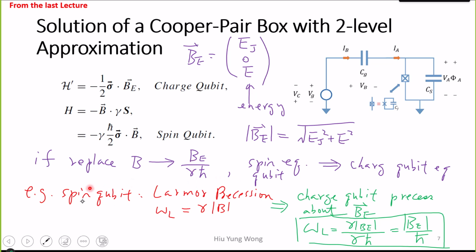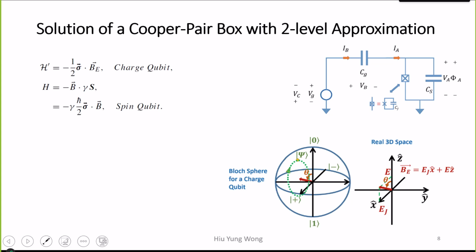You will get the same thing, right? So for example, I showed that in the spin qubit, the Larmor precession, we have learned it is just gamma times the magnitude of the magnetic field. So for this one, we also have Larmor precession. I just need to substitute B by B_E divided by gamma h bar here, which gives me B_E divided by h bar. Basically, it's just saying that I can really treat this like a spin qubit, right? And in the spin qubit, we map it to the Bloch sphere. So now we can also map the same thing to the Bloch sphere. And that brings us to this page.